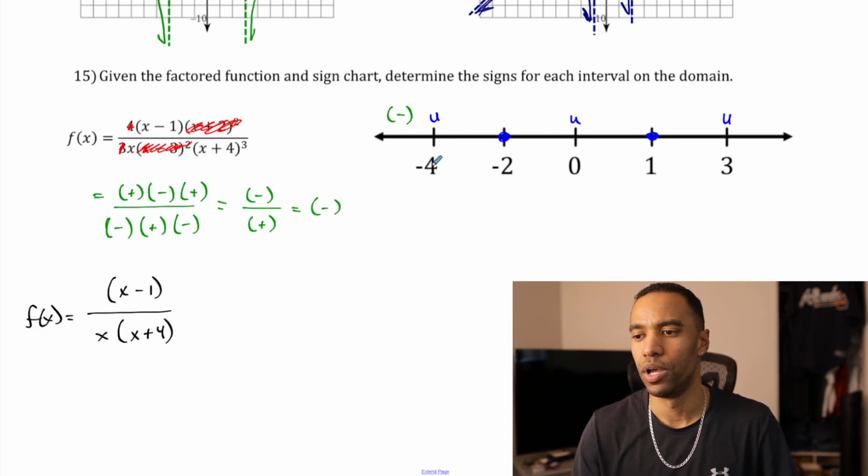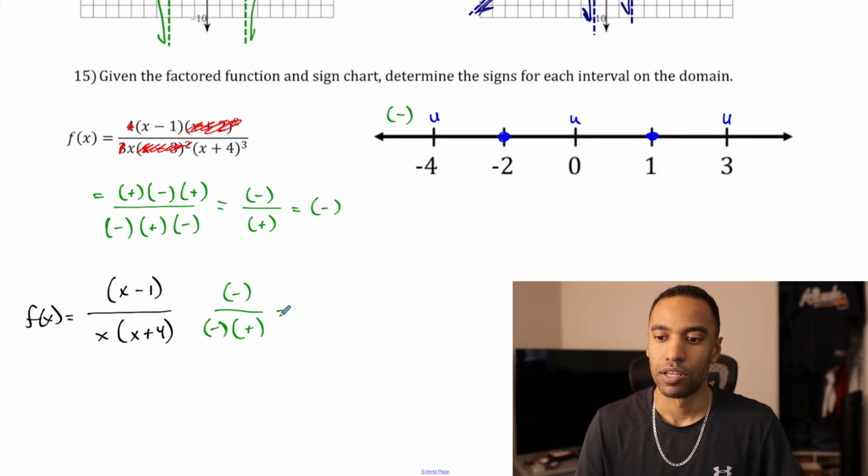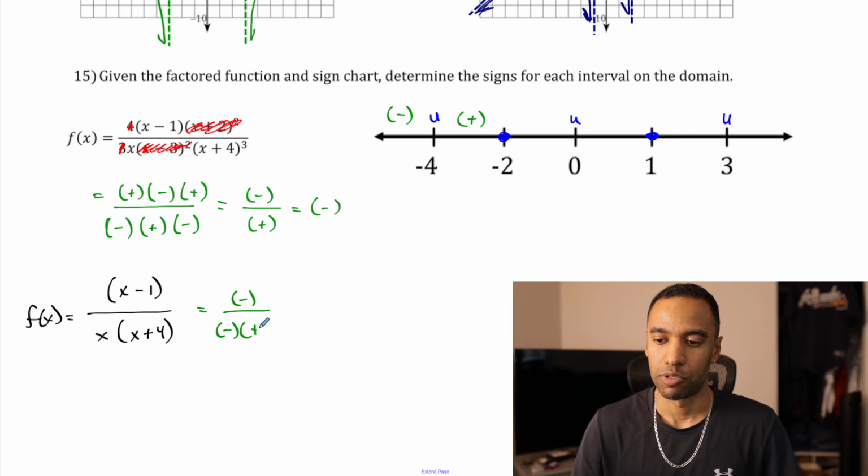All right, let's go to between negative 4 and negative 2. Let's go to negative 3. So we get a negative on top divided by a negative times negative 3 plus 4 is positive. So negative over negative, which is positive. So we're going to get a positive when we substitute something like negative 3 or anything in between. Let's try between negative 2 and 0. Let's try negative 1. Negative 1 minus 1 is negative over a negative times positive. So this one is also positive right here.